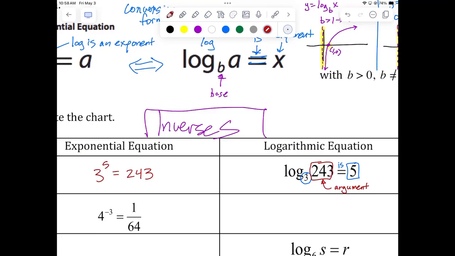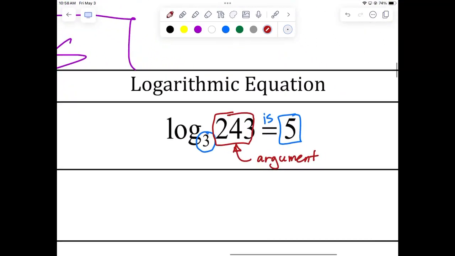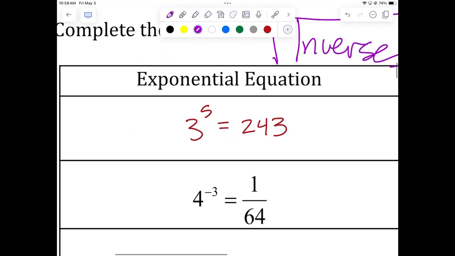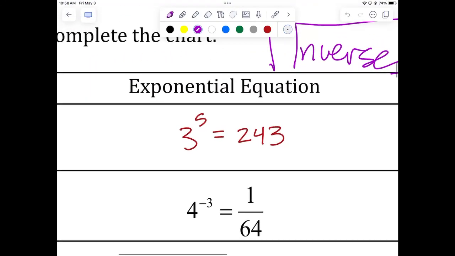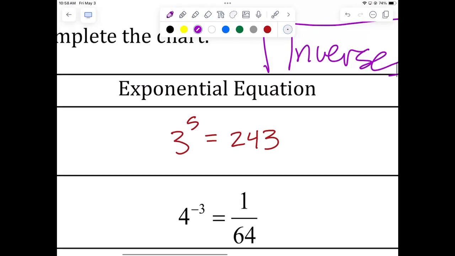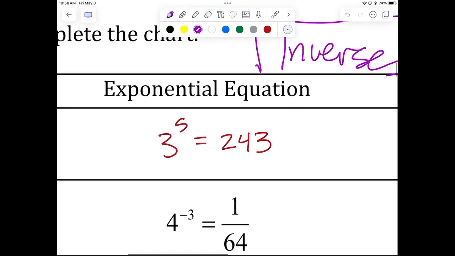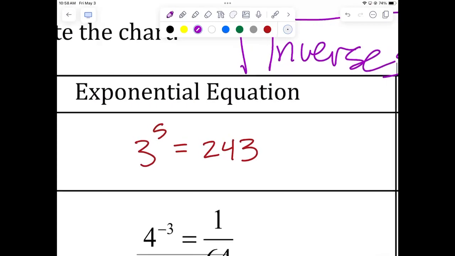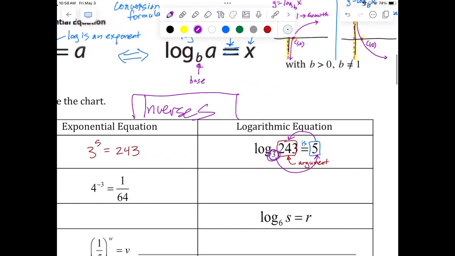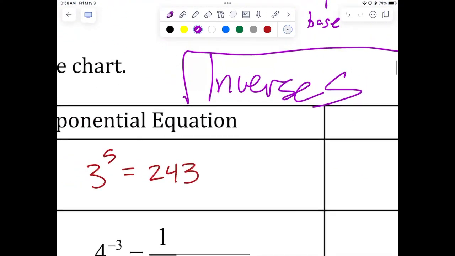Now, some people like to think about it this way. They like to think about converting it like going around the world. You start with the base, and you go around the world. So you go to the other side to get 5, and then you circle back to get 243. Some people like that. 3 raised to the 5th power is 243. So guess what 3 to the 5th power actually is? It's 243.